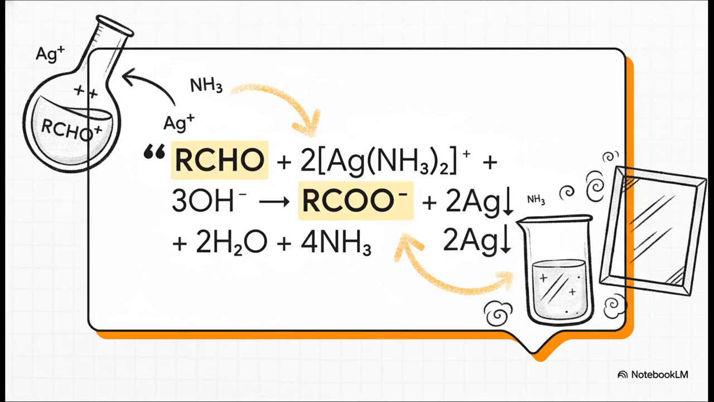Well, the aldehyde is getting oxidized into what's called a carboxylate anion. At the same time, the silver ions that are in the reagent get reduced to solid metallic silver. That silver then coats the inside of the glass and voila, you get that amazing mirror effect.